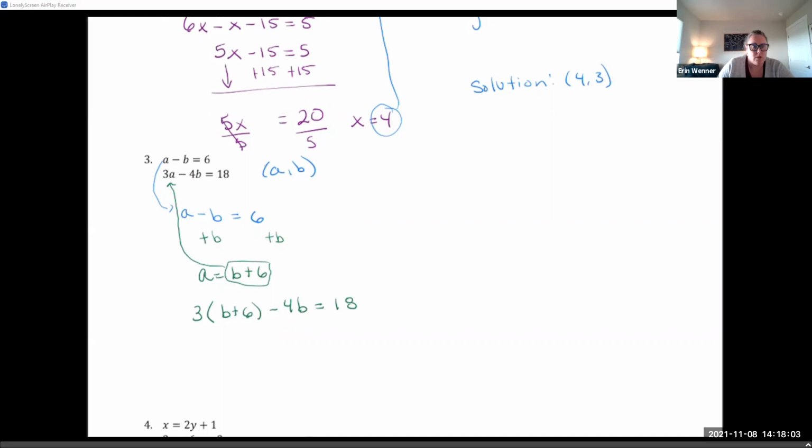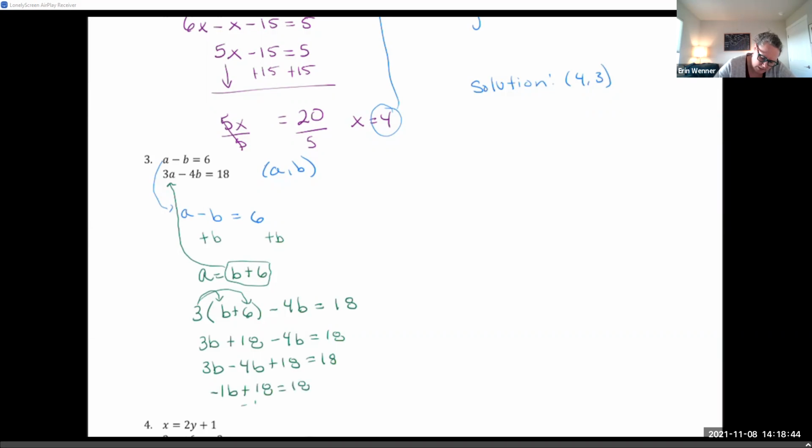Okay, so let's check our process. Again, I've got 3 times (B plus 6). This means I need to distribute the 3 through. So 3 times B is going to be 3B, and 3 times 6 is going to be 18. So I get 3B plus 18 minus 4B equals 18. So 3B minus 4B, combining like terms, gives me negative 1B.